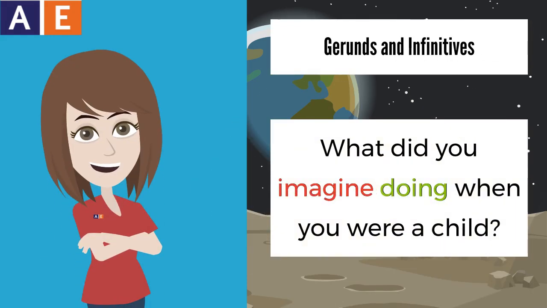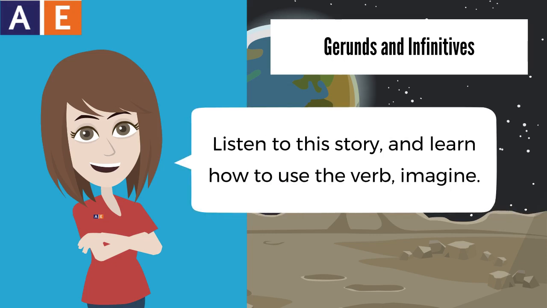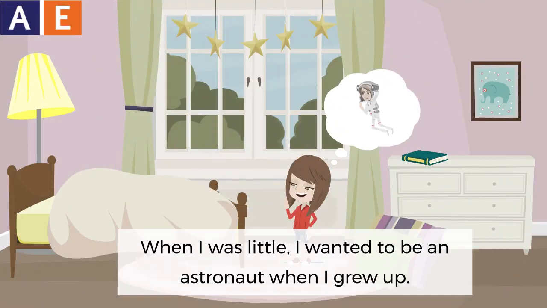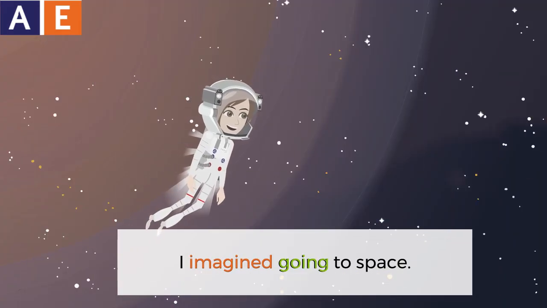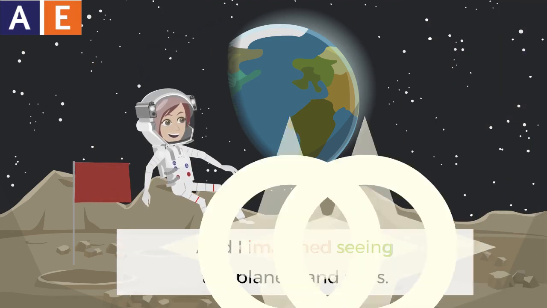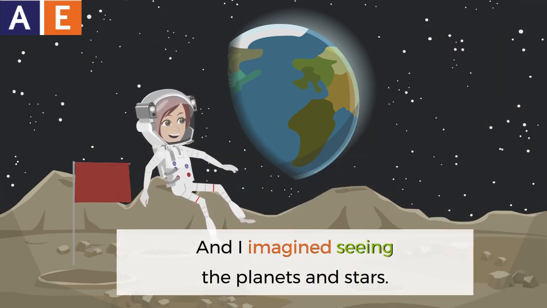What did you imagine doing when you were a child? Listen to this story and learn how to use the verb imagine. When I was little, I wanted to be an astronaut when I grew up. I imagined going to space. And I imagined seeing the planets and stars.